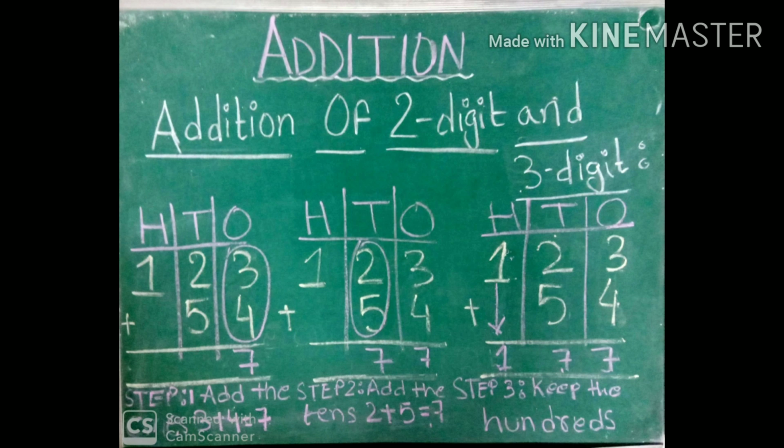The third step, that is keep the hundreds. Just bring down 1 and write 1. So, by adding 123 and 54 we get 177.